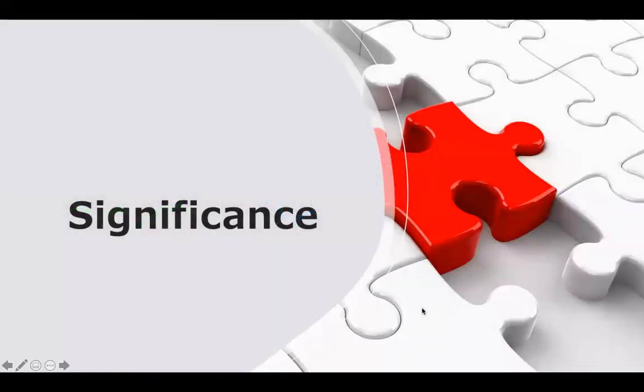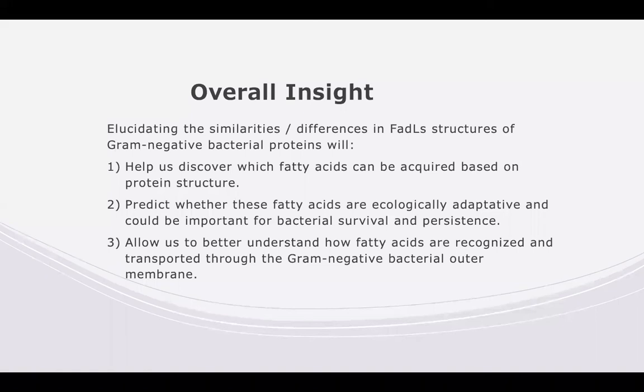Significance. Overall, elucidating the similarities and differences in fatty acid structures of gram-negative bacterial proteins will, one, help us discover which fatty acids can be acquired based on protein structure. Two, predict whether these fatty acids are ecologically adaptive and could be important for bacterial survival and persistence. And three, allow us to better understand how fatty acids are recognized and transported through the gram-negative bacterial outer membrane.